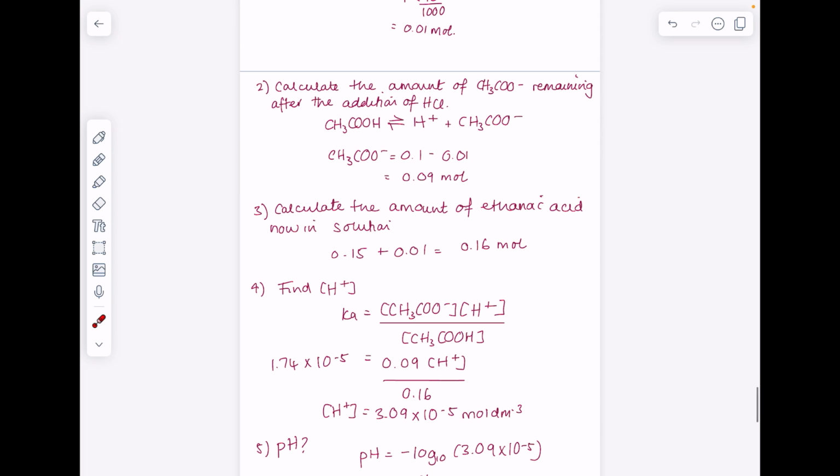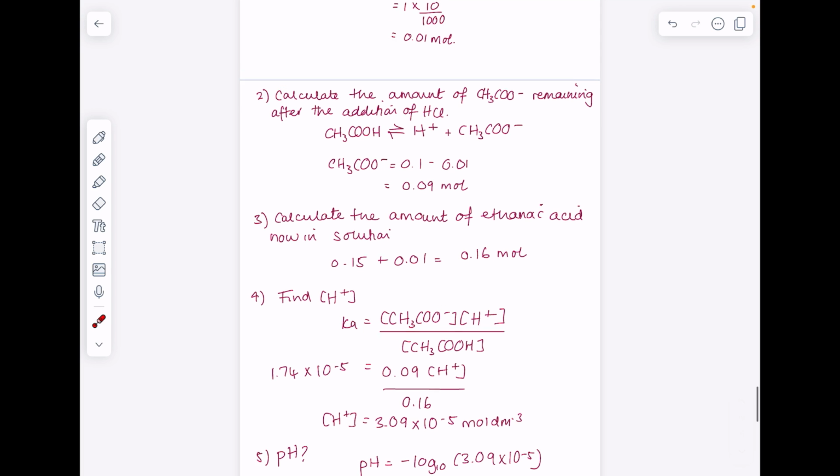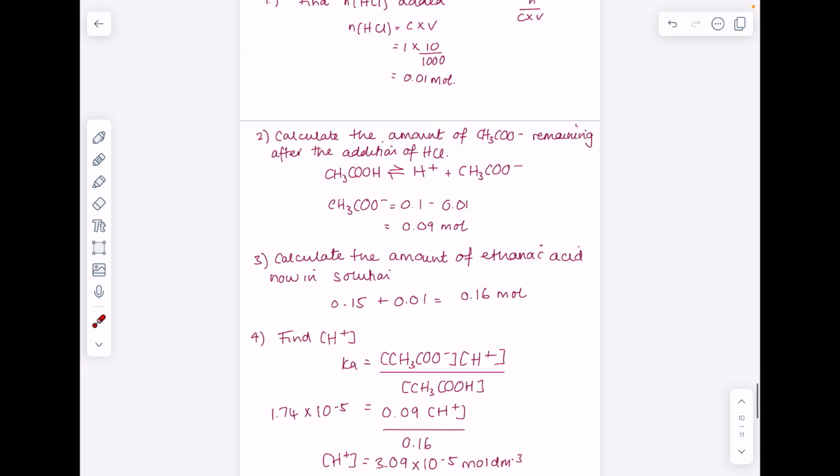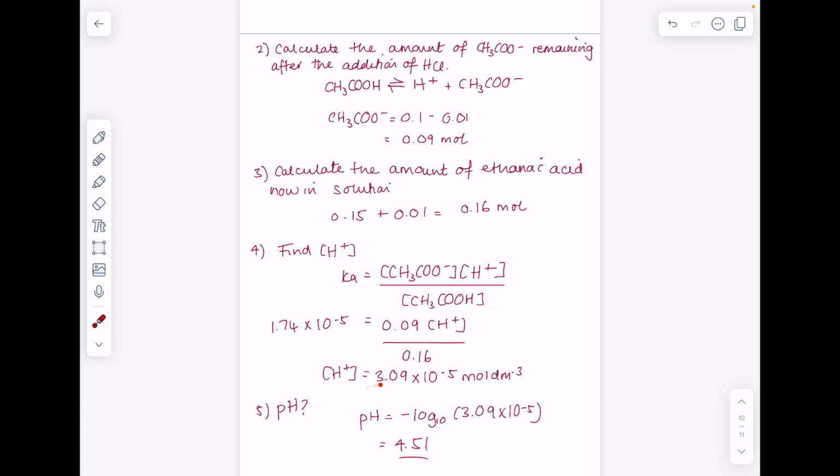We then subbed in all these numbers to our Ka expression. Remember I said it's okay to not include volumes, and the reason for that is because the volume given was 1000 centimeters cubed, which is in effect 1 decimeter cubed. And then we could solve to find the concentration of H+ ions and finally the pH.